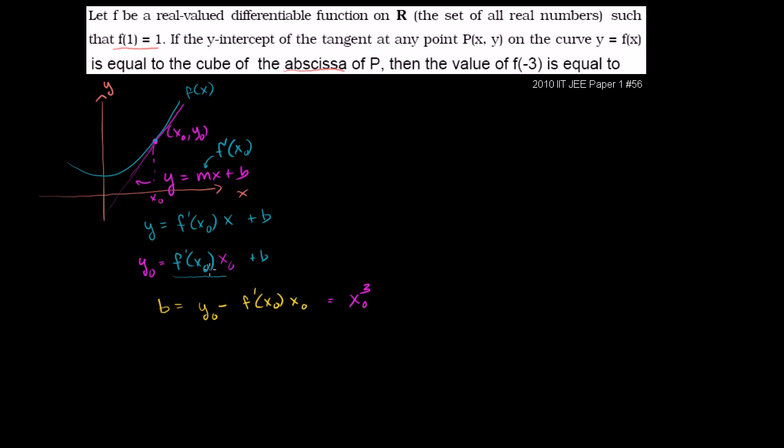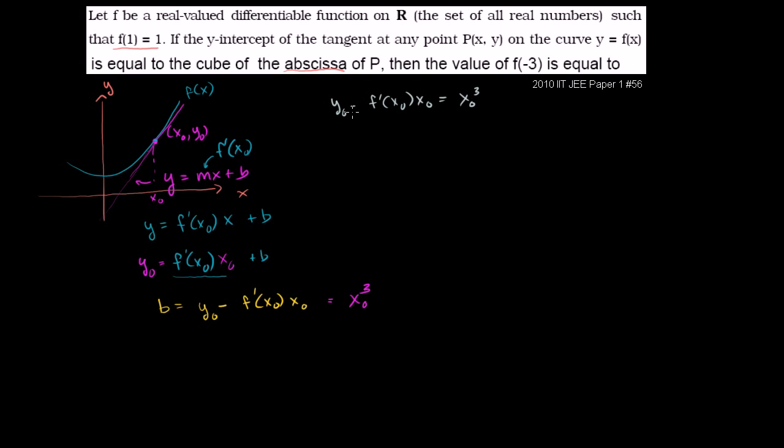So for any x naught, y naught that's on the function itself, we now get this expression. We get y naught minus f prime of x naught times x naught is equal to x naught to the third. Now, these are particular x and y's, just for the case of example. It applies to all of them. So we could say it applies to all of the points on the curve.